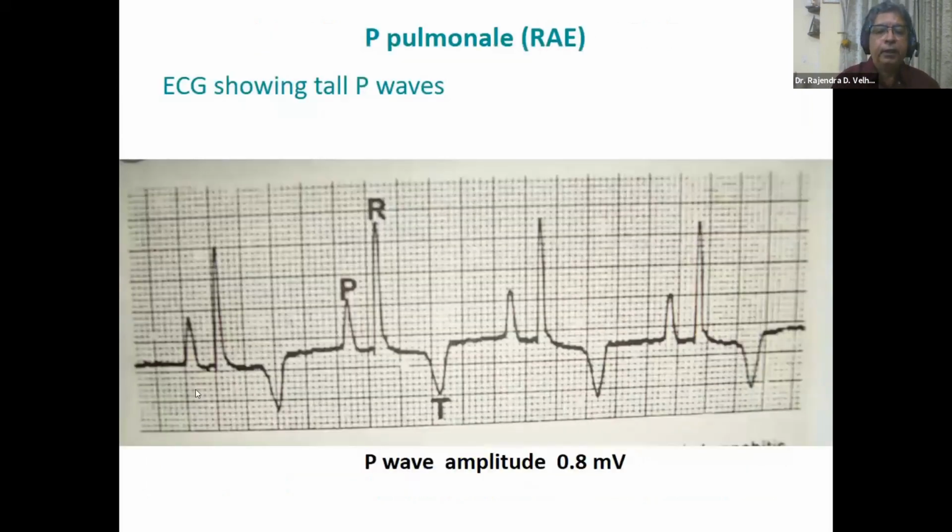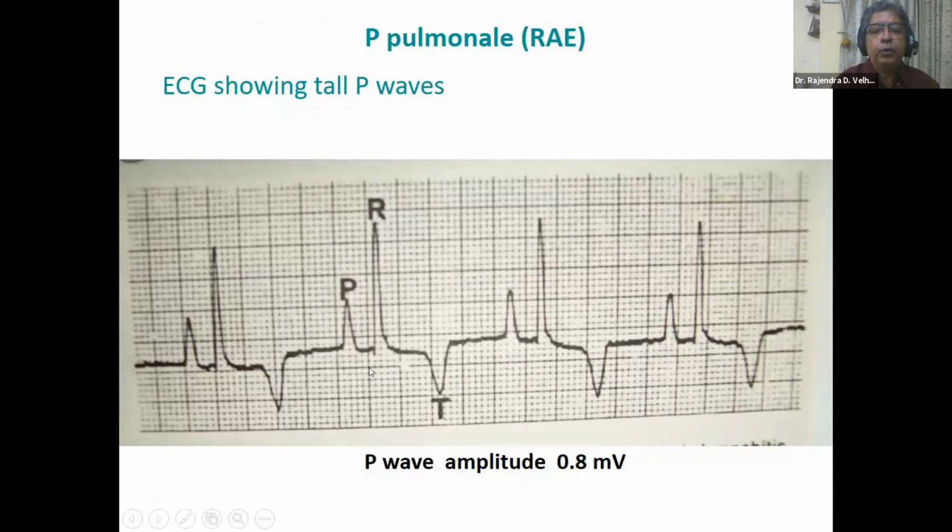Now here in this particular case, you can find the P waves are taller than 0.8. They are as tall as the 8 blocks. So 0.8 millivolt. So this is a case of right atrial enlargement.